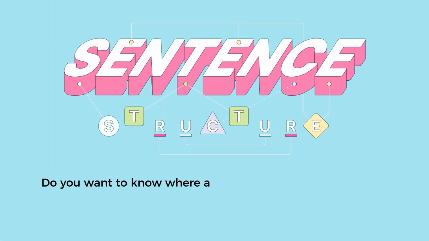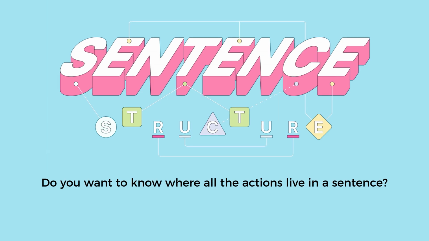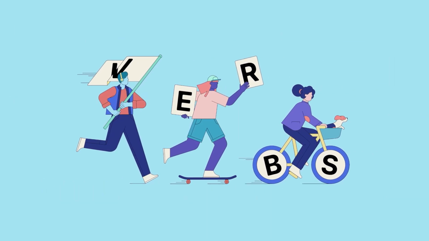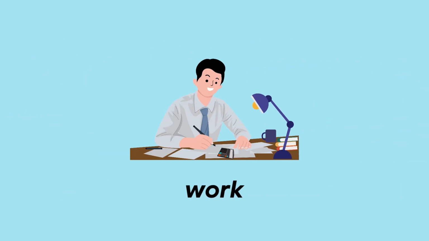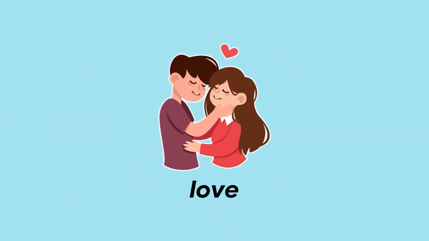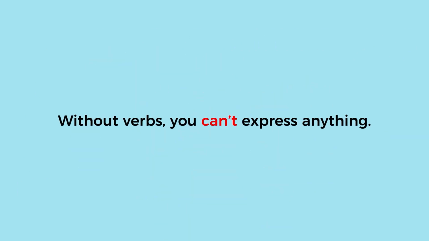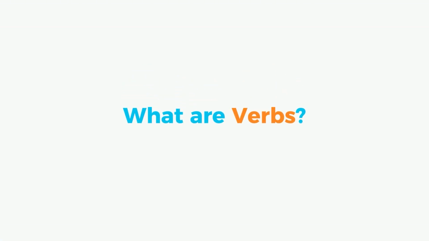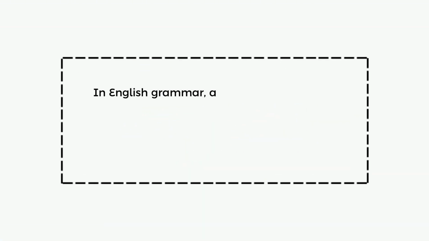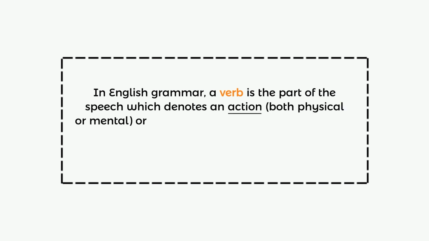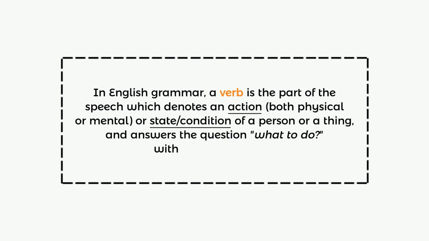Do you want to know where all the actions live in a sentence? Verbs. Verbs are words that show actions, whether they are outside of us: run, jump, work, etc., or inside: love, think, consider, etc. Without verbs, you can't express anything. What are verbs? In English grammar, a verb is the part of speech which denotes an action, both physical or mental, or state/condition of a person or a thing, and answers the question, what to do with a person/object.